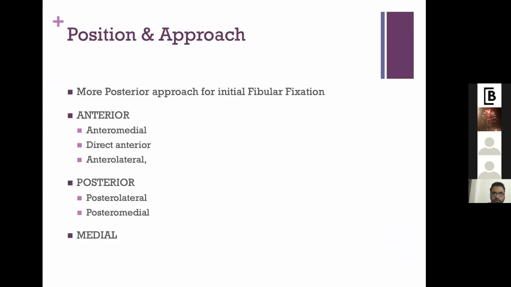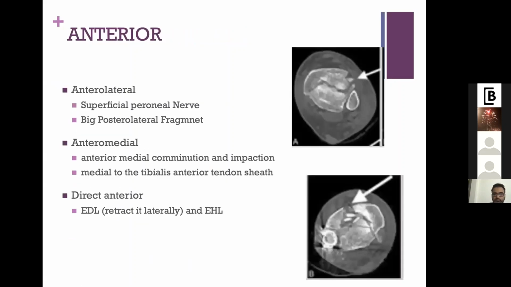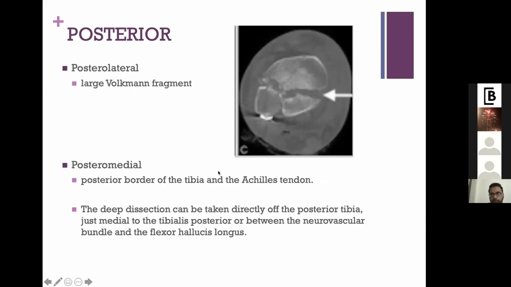So I will not talk in detail about the approaches. It is beyond this talk. I'll just mention important things that you should do while performing different approaches in pilon fractures. In the anterior approach, the most common thing that can occur in a pilon fracture is the anterolateral fragment, or Chaput fragment, where you can approach through the anterolateral aspect. Care must be taken because of the close proximity of the superficial peroneal nerve in the approach. And the anteromedial fragment is very rare compared to the anterolateral fragment, where you can buttress and fix the fragment.